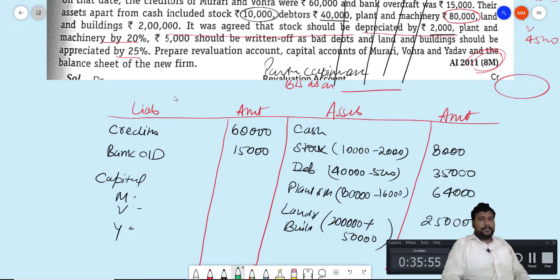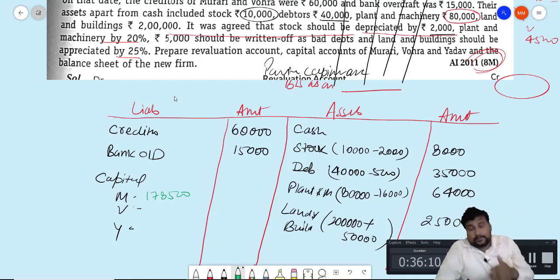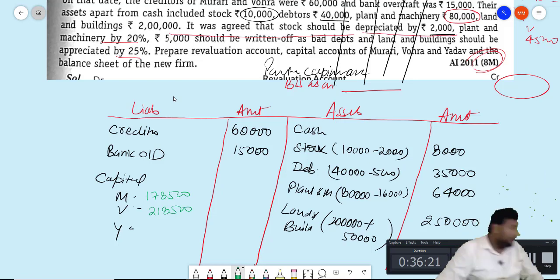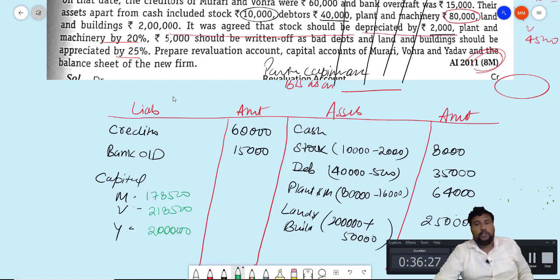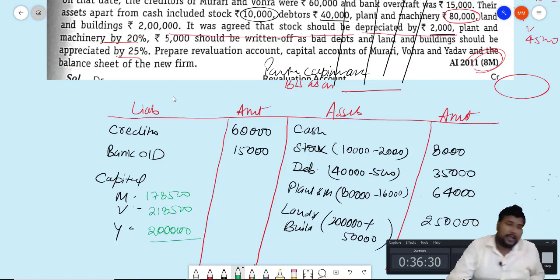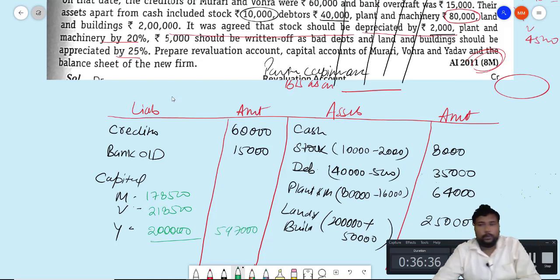So what is the capital for Murli? For Murli it is 1,78,500. You have to cooperate with me because you have already taken the screenshot, and whenever I pick an amount from somewhere, you can see in your previous screenshot that Murli's capital in the balance sheet we had already calculated is 1,78,500. Vohra's capital is 2,18,500 and Yadav's capital is 2,00,000. So the total of this becomes 5,97,000. Okay ji, chalo badhiya ji.